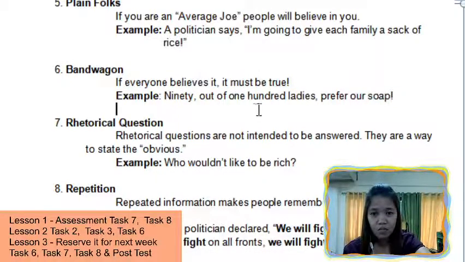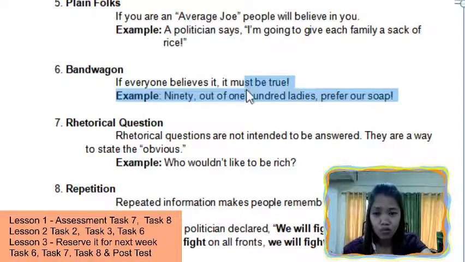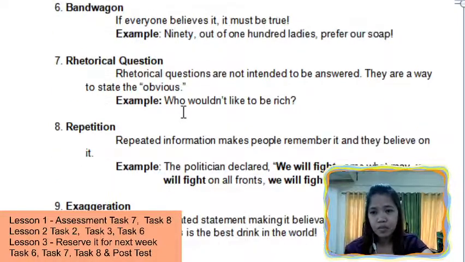So, parang sinasabi mo, believe me because this is what's in. Ito yung uso. Okay? Next is rhetorical question. Rhetorical questions are not intended to be answered. They are a way to state the obvious.